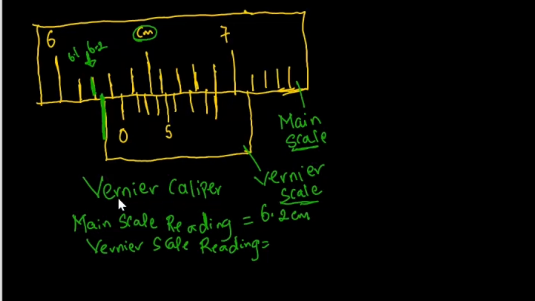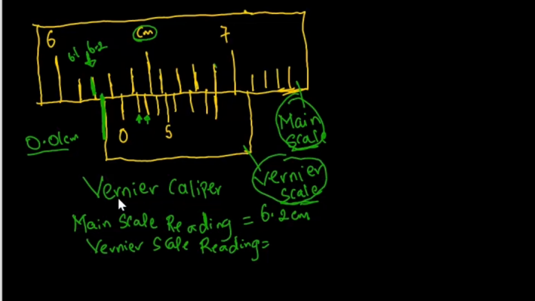Now coming down for the vernier scale, recall that the degree of accuracy for the vernier caliper is 0.01 centimeter. So whatever reading you have here, you are going to read it as 0.01. So this is 0, this right here is 0.01, this is 0.02. But now that's not our interest. To get your vernier scale reading, you are going to find where this main scale and this vernier scale meet or where they coincide.